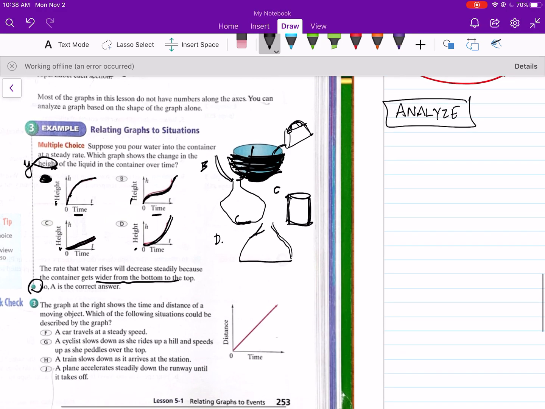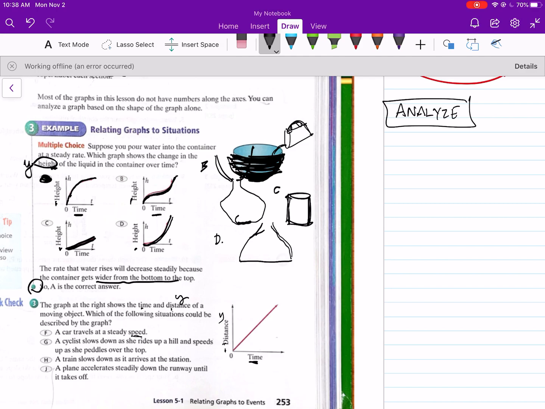All right. So last but not least, let's analyze. It says the graph on the right shows the time and distance. So time, and here's your distance, which is your Y, of a moving object. Which of the following situations could be described by the graph? It says a car travels at a steady pace. Okay, steady pace. This is distance. Or not a steady pace, a steady speed.